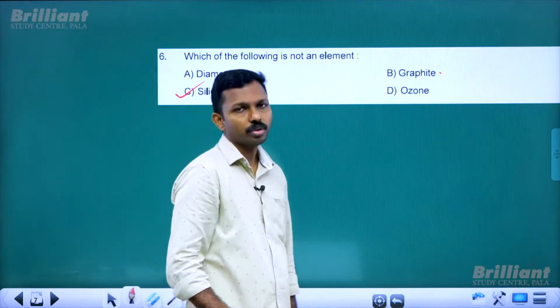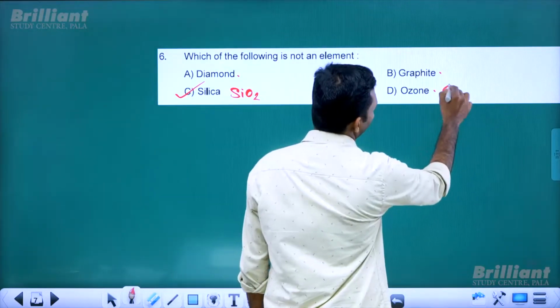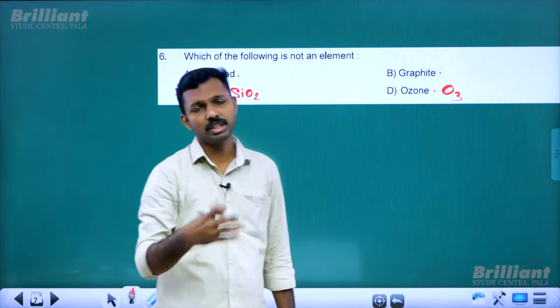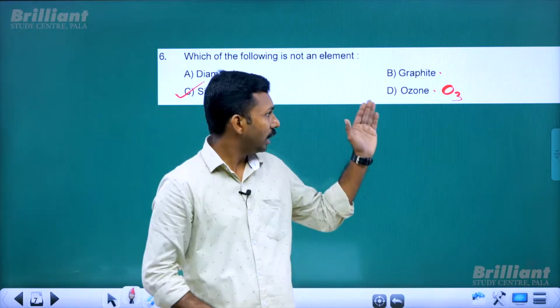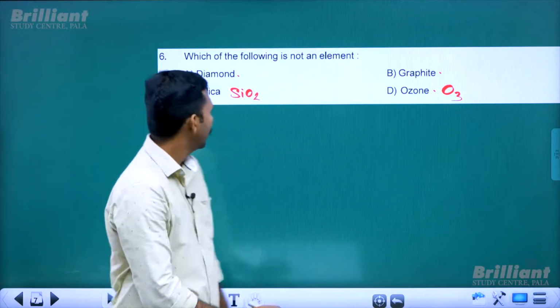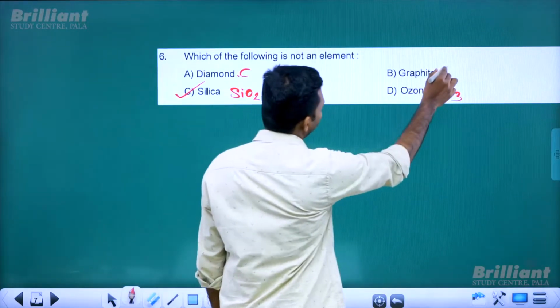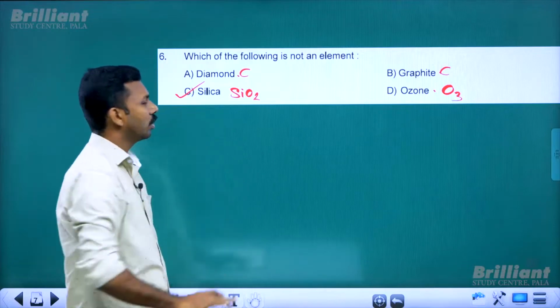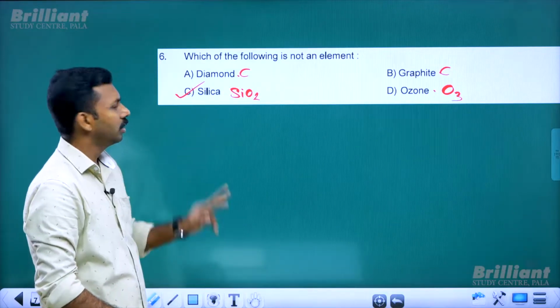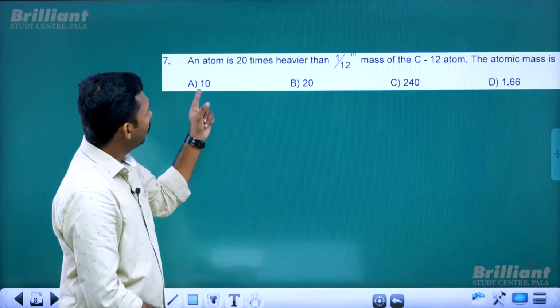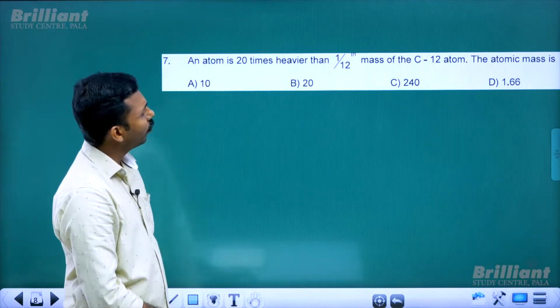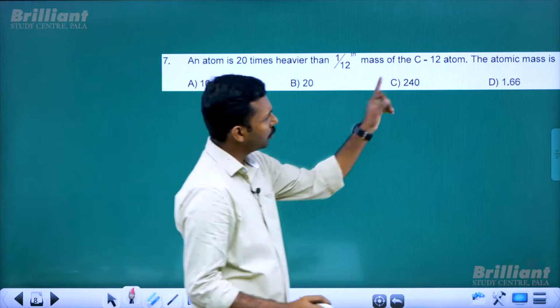And also ozone. Ozone is actually O3. That means three oxygen atoms are combined together to get an ozone molecule. That is an allotrope of oxygen. So here it is carbon, and it is oxygen. So our answer option is silica, the third option. Now going to the 7th question. An atom is 20 times heavier than 1/12 mass of the carbon 12 atom.